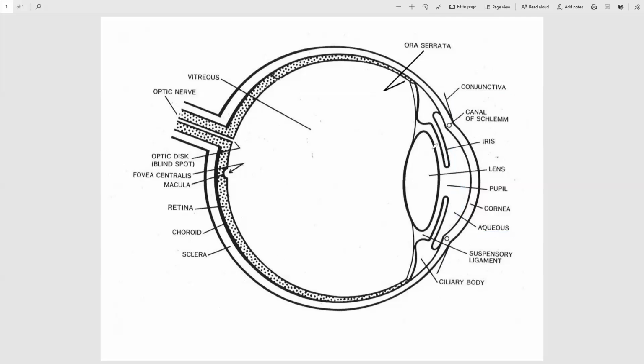Next, we have the lens. The lens is this part here. The lens is the resilient transparent structure in the eye that focuses light by changing its curvature. It provides secondary refraction after the cornea and is located behind the iris. The lens gets fatter as we focus on things that are near.